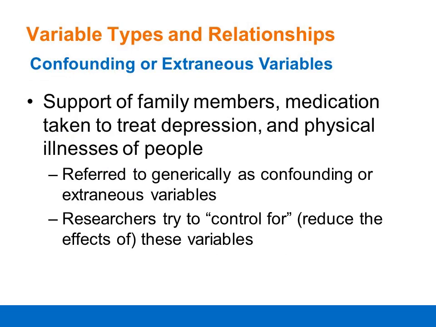Some other types of variables include confounding and extraneous variables. These variables can have an effect on the outcome, but are not of primary interest. For example, if we were examining the effect of a particular type of therapy for depression, some extraneous or confounding variables might be whether the person has support from a family member, is taking medication to treat the depression, or if the person has a co-occurring physical illness. Researchers try to control for these types of variables in order to account for or reduce their effects on the outcome.